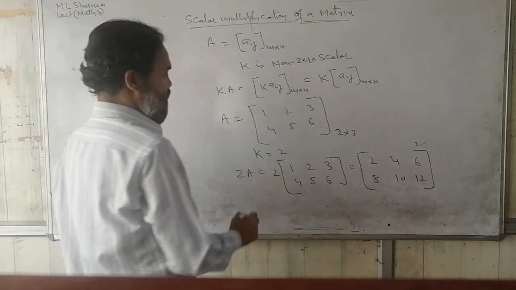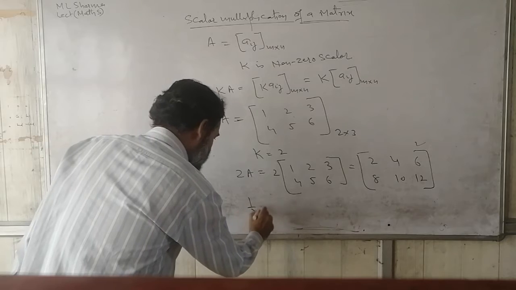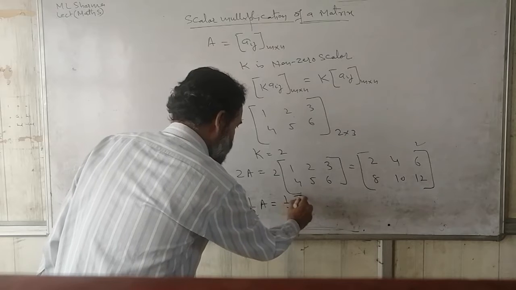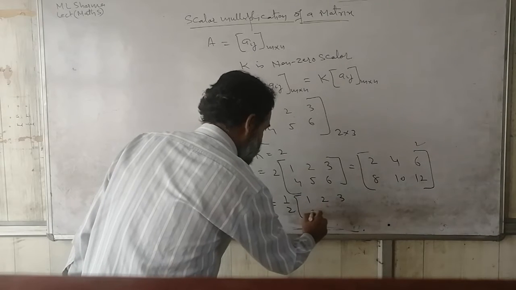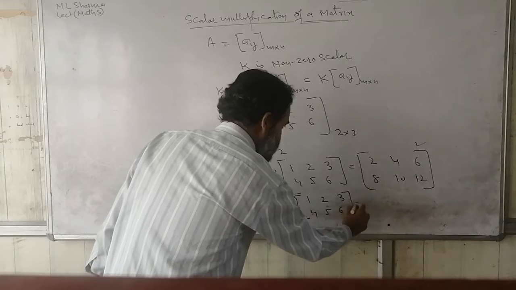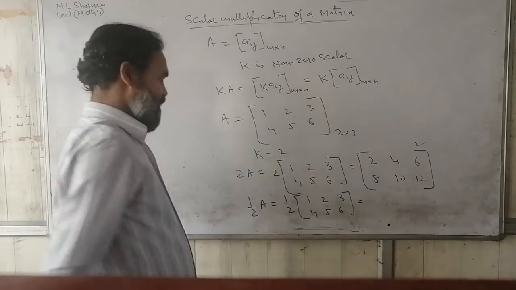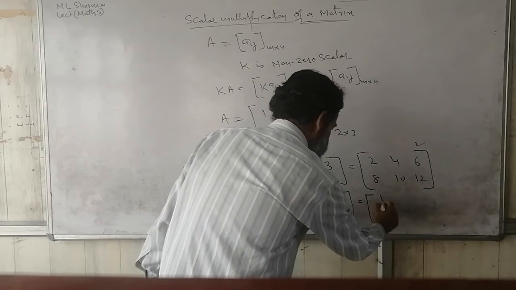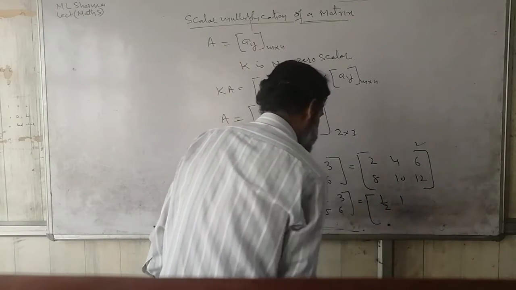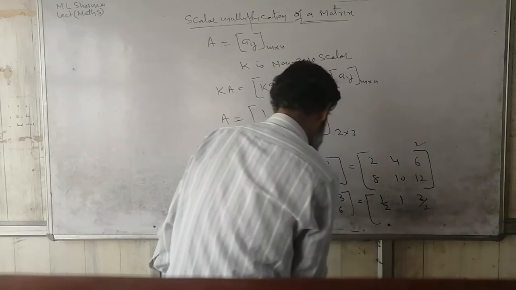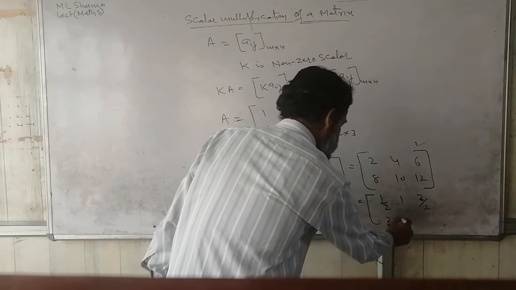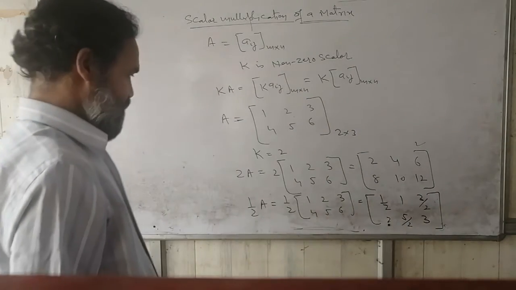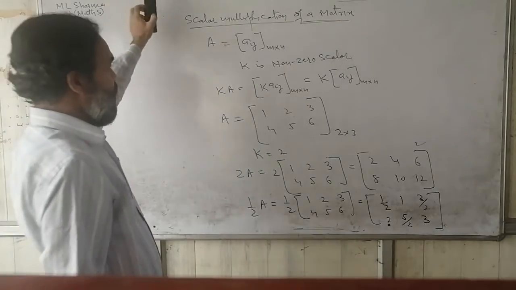Suppose I have to find 1 by 2 times the matrix, that means 1 by 2 times 1, 2, 3, 4, 5, 6. So each element will be multiplied by 1 by 2. So I will get the next half, 1, 3 by 2, then 2 here, 5 by 2 here, and 3 here. So in this way, scalar multiplication can be performed on a matrix.